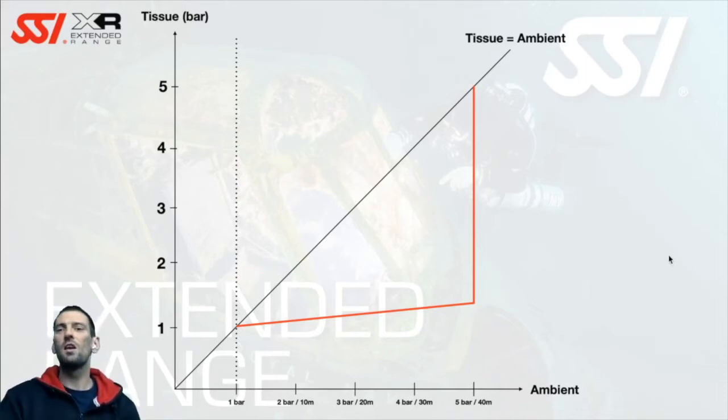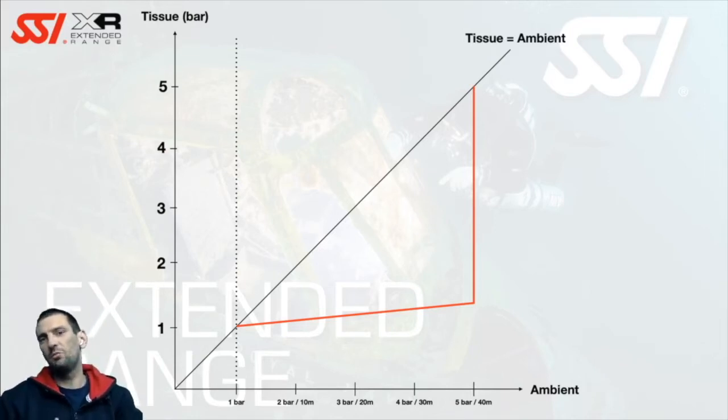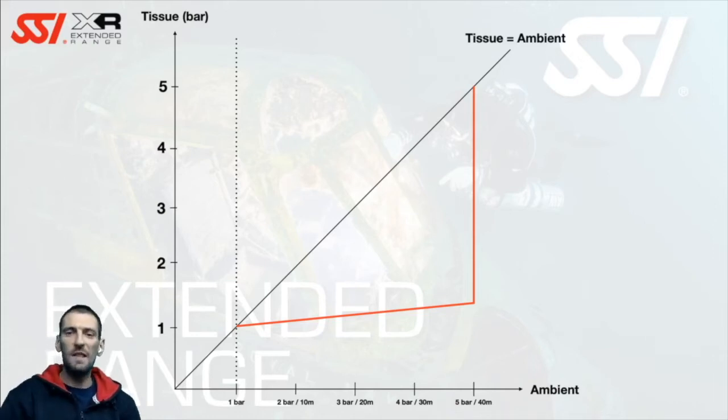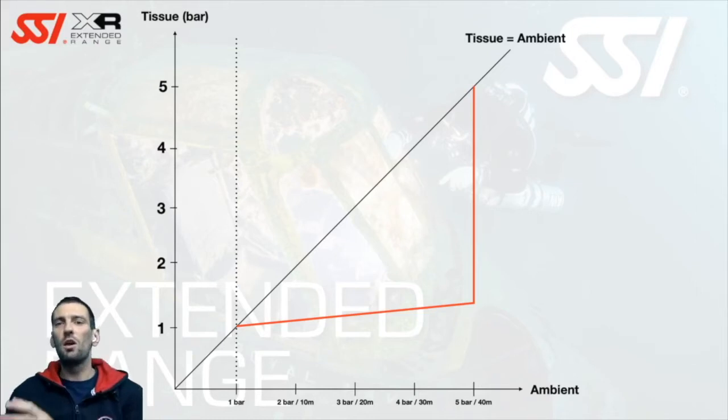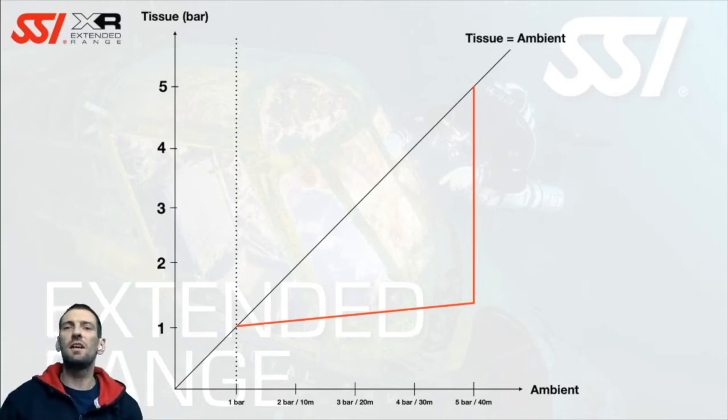So once all his body is saturated with 5 bar of nitrogen, and now this is again a simplification because we know very well that it's not 5 bar of nitrogen because there's also some oxygen, but that is the simplification I will be using. So he will be on-gassing himself as long as it takes to get fully saturated.